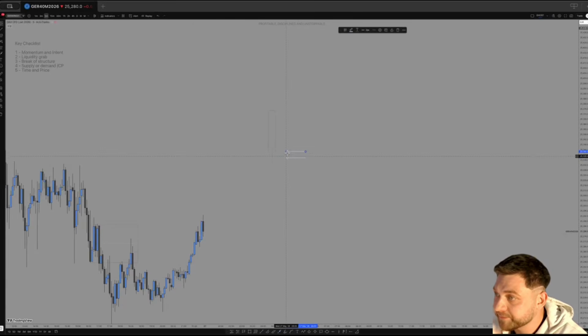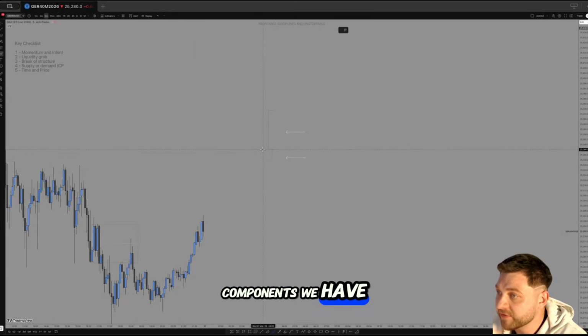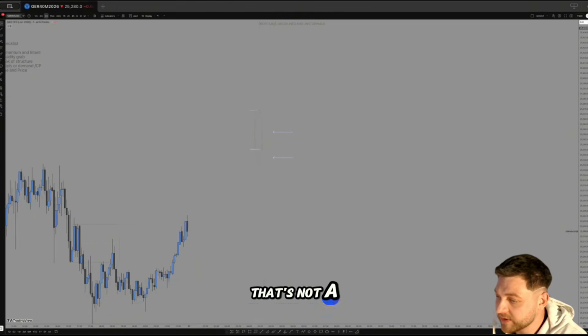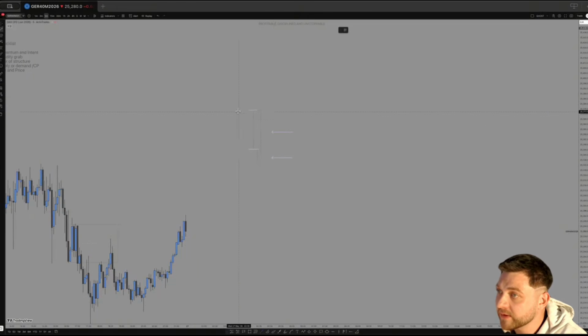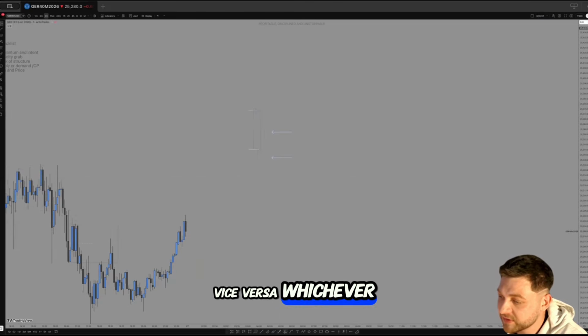Following your wick, you have your body. Now, on the body, we have two components. We have, for instance, the open and the close. On the wick side, let me just get a wick all the way up here. Oh, that's not a wick. That's more wick there. We have the open and the close, vice versa, whichever side it is.